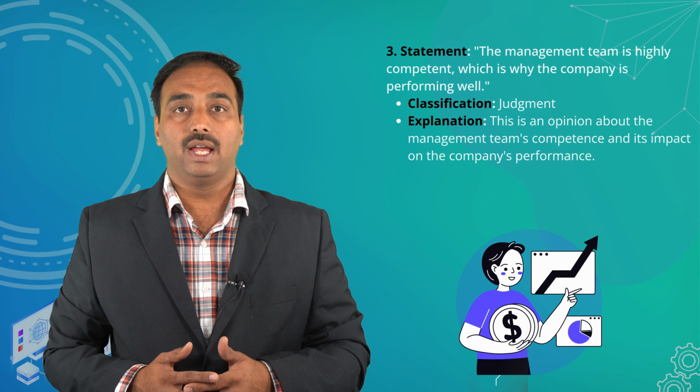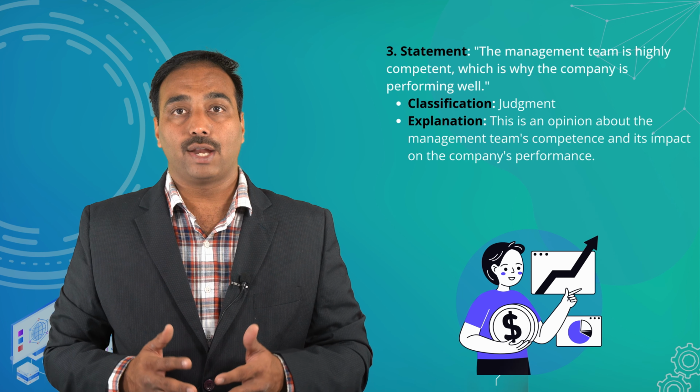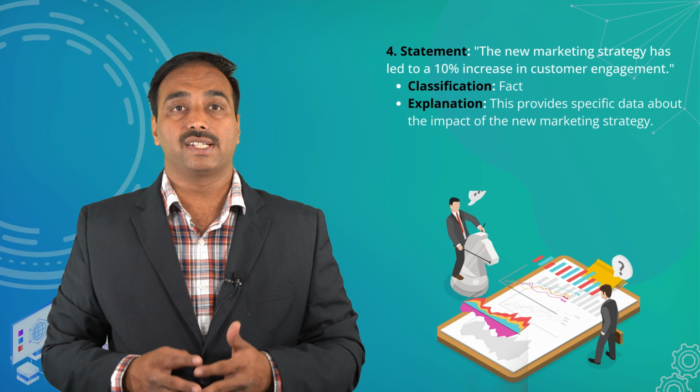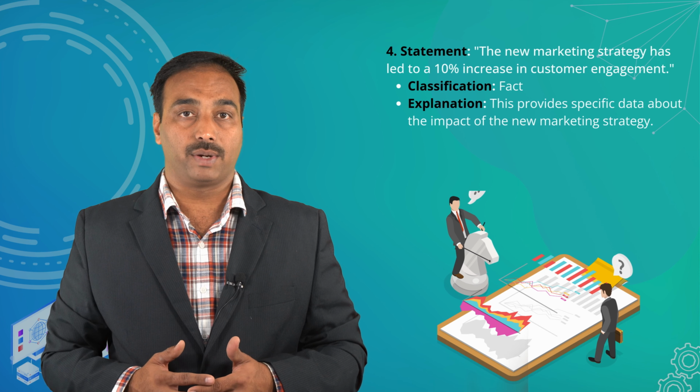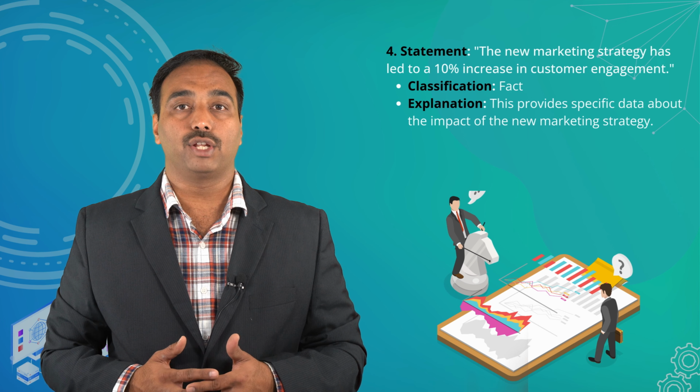Next statement, the management team is highly competent, which is why the company is performing well. This is a judgment because this is an opinion about the management team's competence and its impact on the company's performance. Next statement, the new marketing strategy has led to a 10% increase in customer engagement. This is a fact because it provides specific data about the impact of the new marketing strategy.